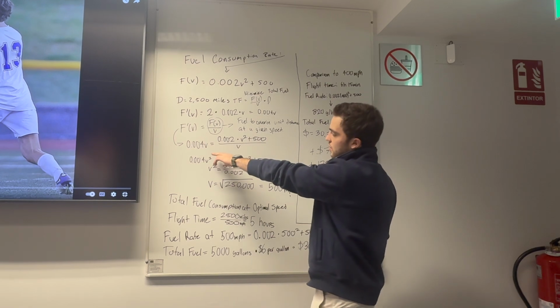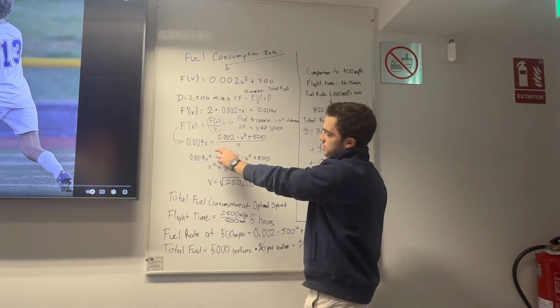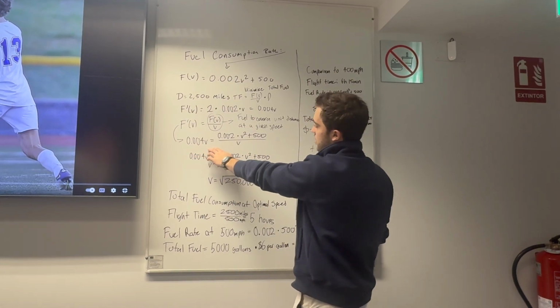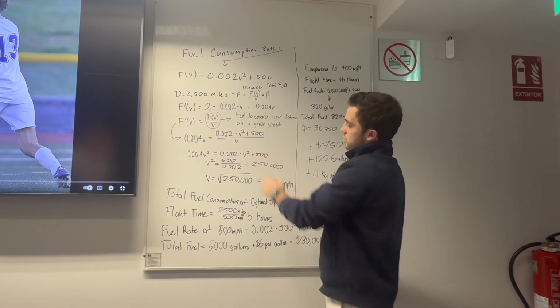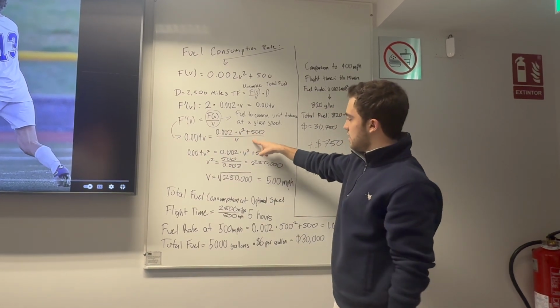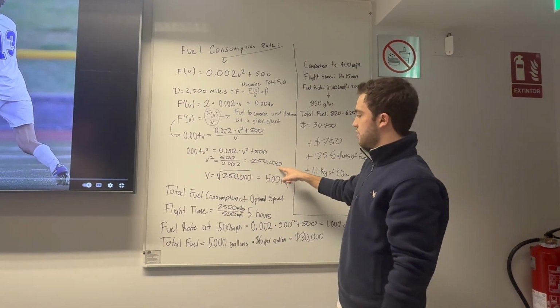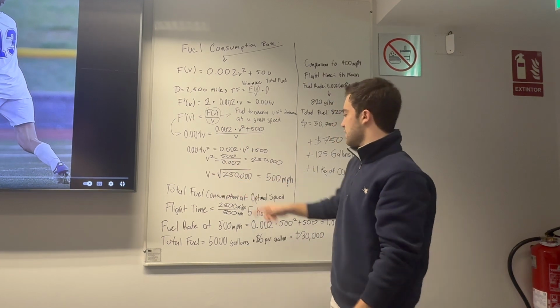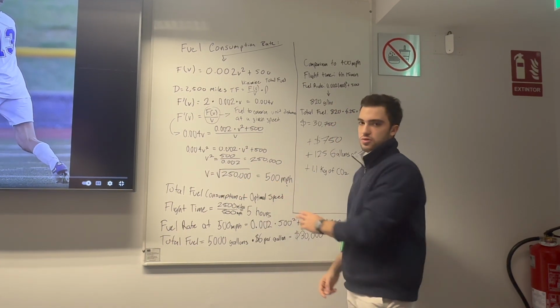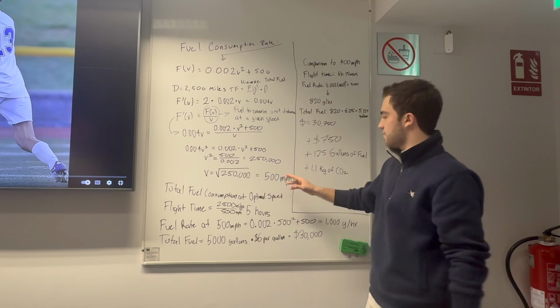In order to do that, we're gonna equal 0.004 v to f of v over v, and then we're gonna get that v squared equals 250,000. Once we get the square root, we get the optimal traveling speed to minimize fuel consumption of 500 miles per hour.